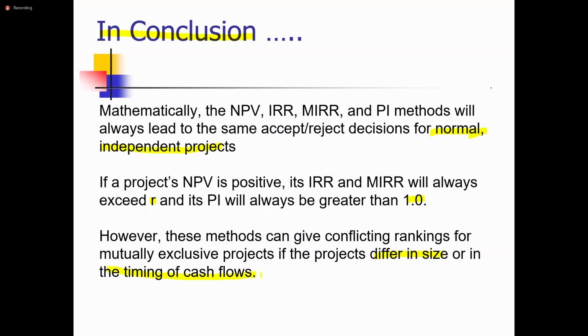When the life or the time of the projects differ, one project is 6 years, the other 12 years, can you apply this as it is? You have to do some adjustment for these differences. In independent projects, it won't be a problem. But when there are mutually exclusive projects, the comparison is very difficult when the size differs and when the timing of the cash flows differs. But anyway, in conventional type projects, NPV, IRR, MIRR, profitability are always linear. They are consistent.